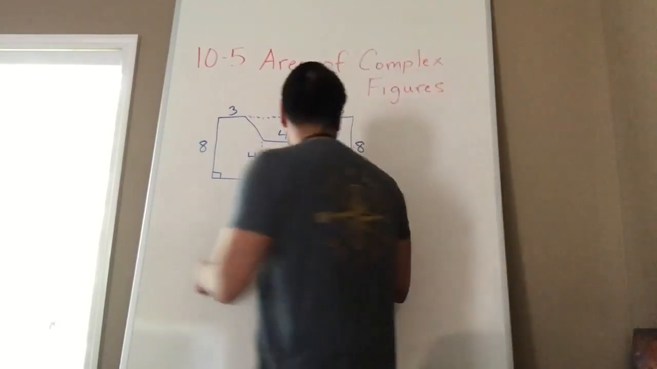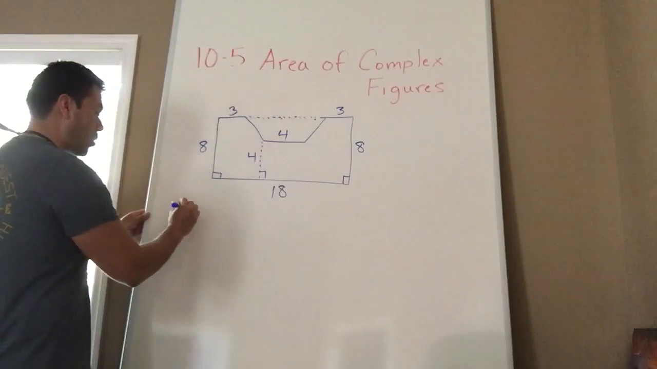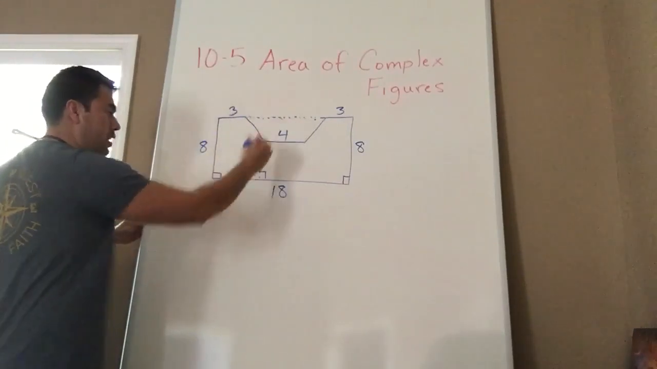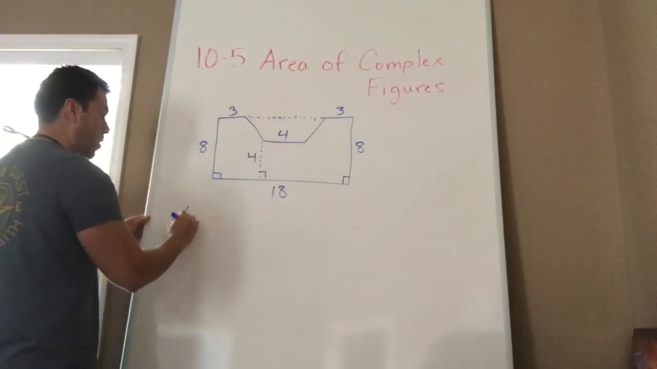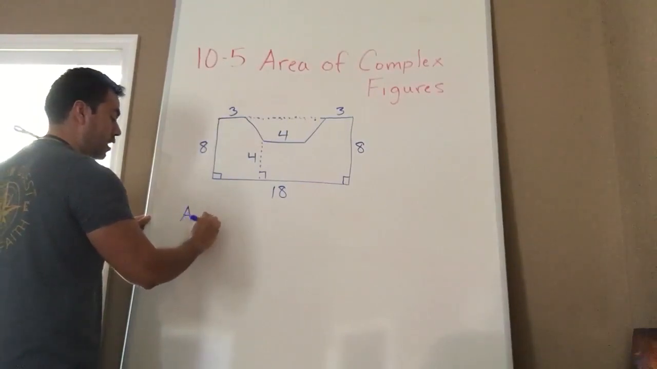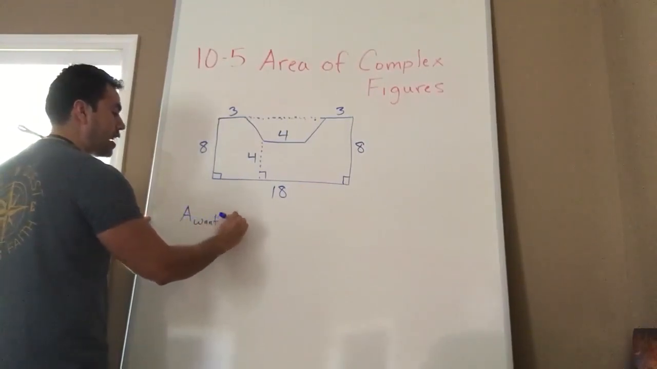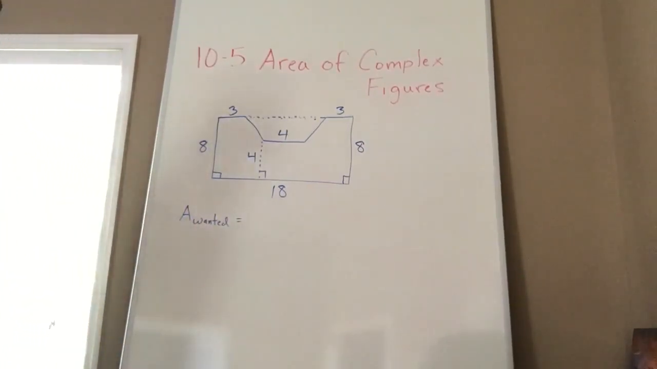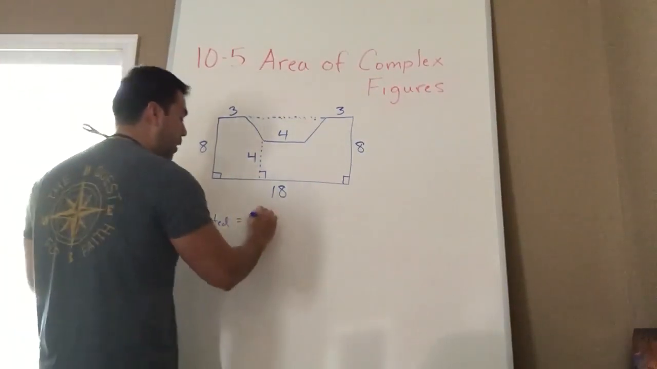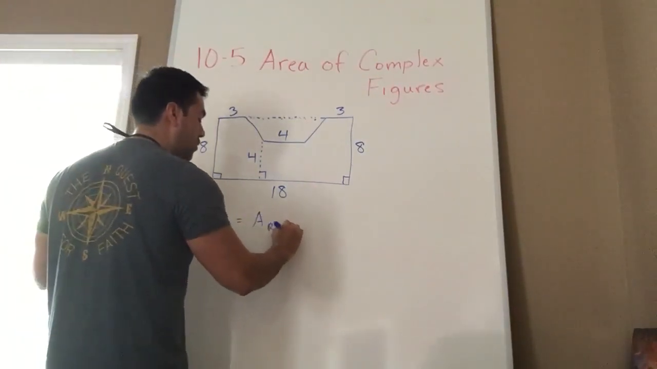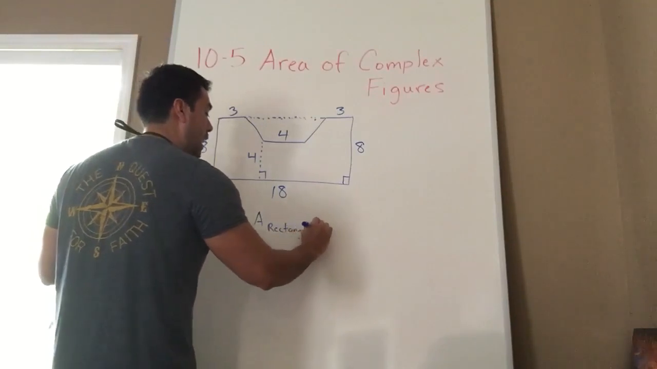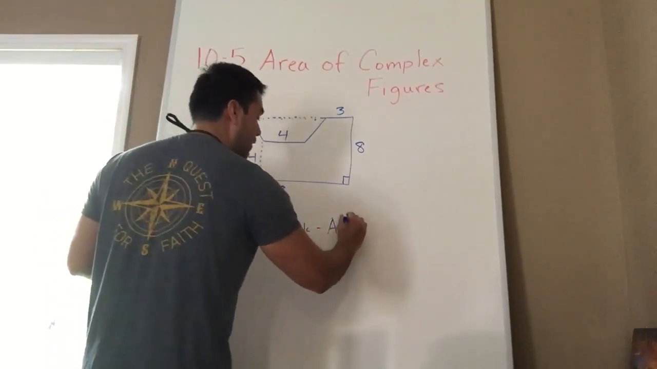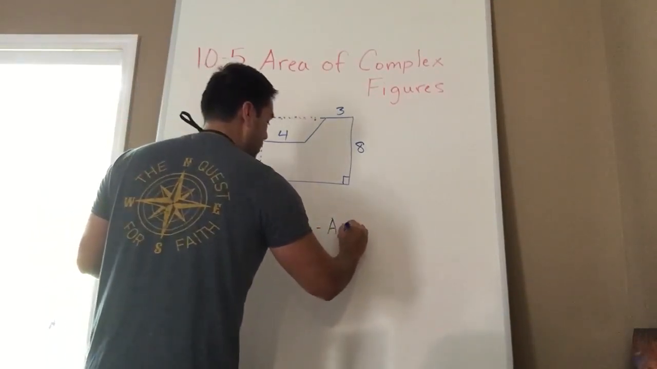So in this problem, this is what I'm going to work out. To find the area of what I want, so I can even put area of wanted. It doesn't matter how you designate it, just make it clear what I want. I'm going to take the area of a rectangle and I'm going to subtract the area of a trapezoid.